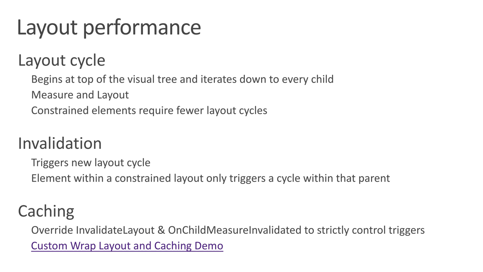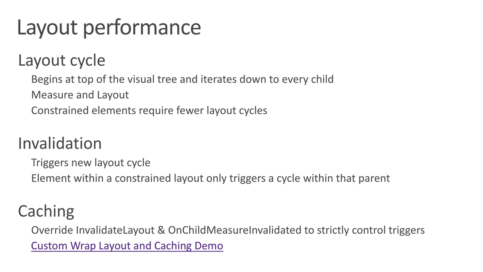Okay, so in terms of layout cycles, I'll just finish with constrained elements require fewer layout cycles. What that means is if you specify a fixed width or height, if you know it's always going to be this size, set that, because then we can opt out of measuring those things and it may not trigger remeasuring of other elements, which leads us to invalidation.